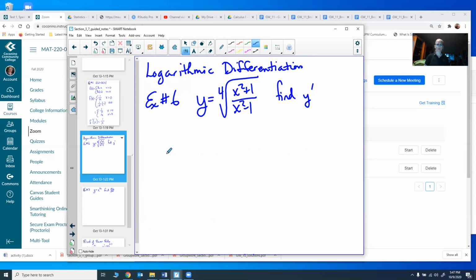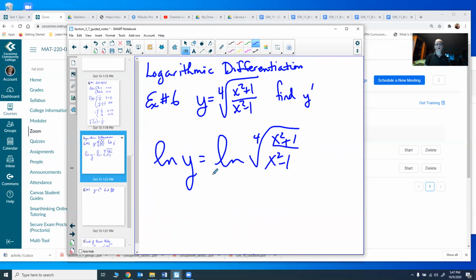So I want to show you how this works. We can take the natural log of both sides of an equation anytime we want. So since our function is y equals the 4th root of x squared plus 1 over x squared minus 1, we can think of this as an equation in a way and take the natural log of both sides. It's not really an equation, but we can take the natural log of both sides of this function.